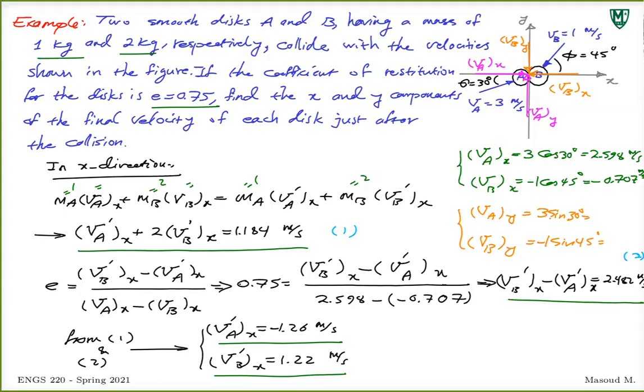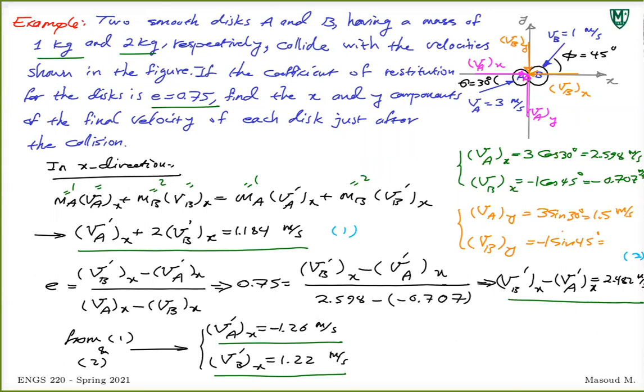All right, I'll give you a minute to look at the figure and what I wrote here. So velocity in y direction for both particle A and particle B before the impact. And since the momentum is conserved in y direction, whatever is the velocity before the impact is going to be the velocity after the impact. 3 sine 30, well, sine 30 is half, so it's 1.5 meter per second.